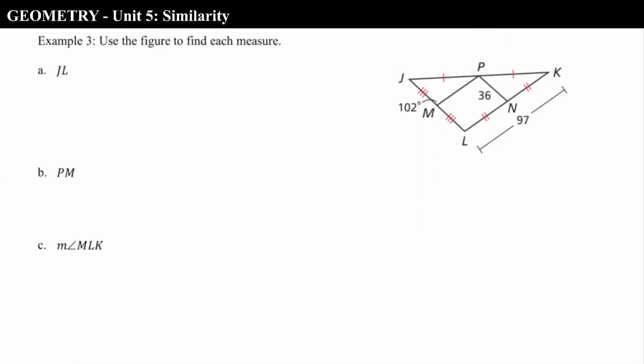In example 3, we're going to use this figure. So we want to find JL first. So JL is going to be parallel to PN. We know that PN is 36, so JL is going to be twice the length of PN. So let's write it that way. JL is equal to 2 PN. So JL is therefore 2 times 36, which gives us 72.